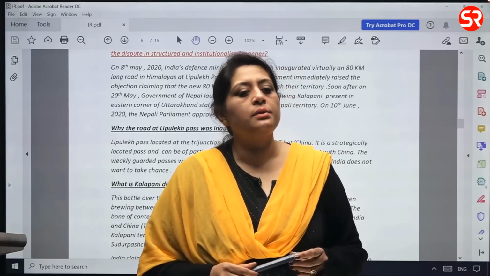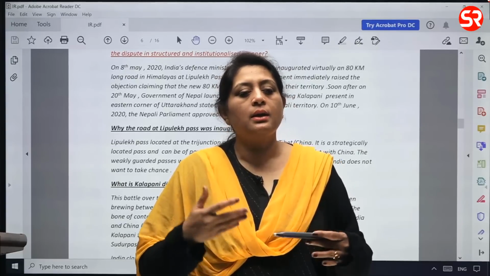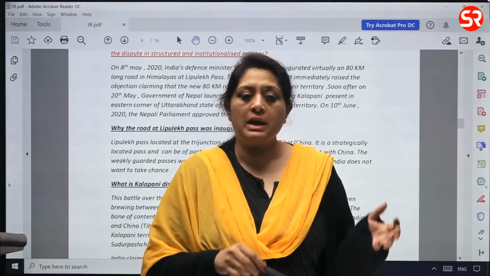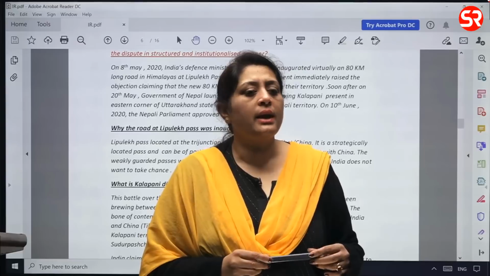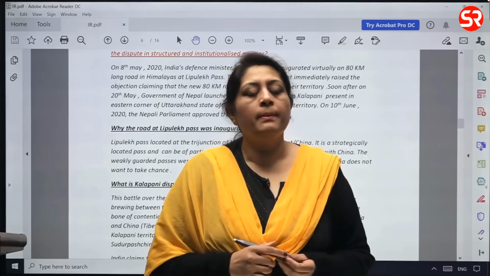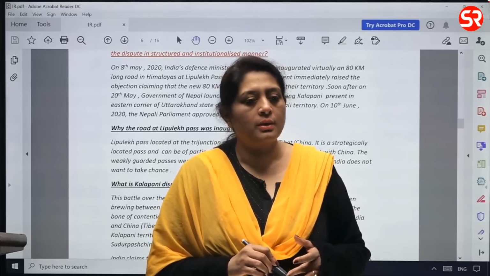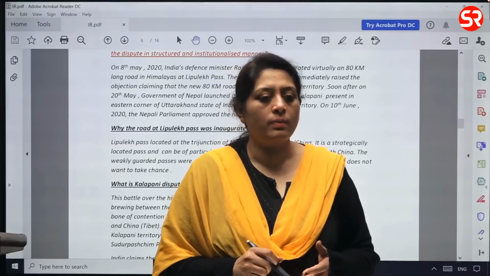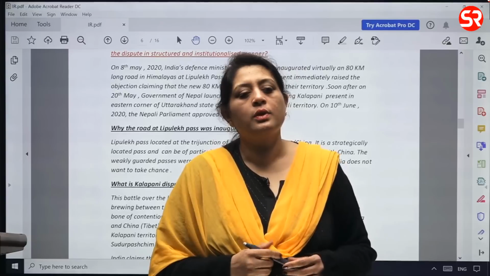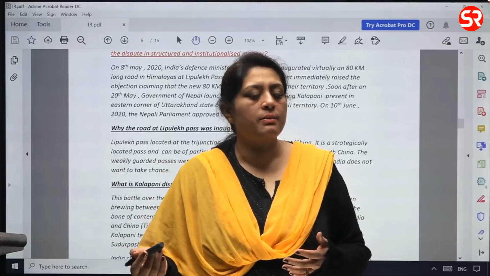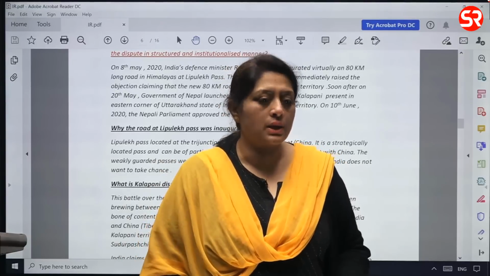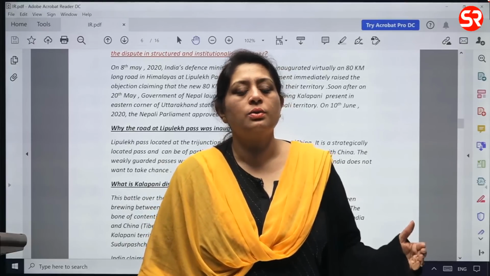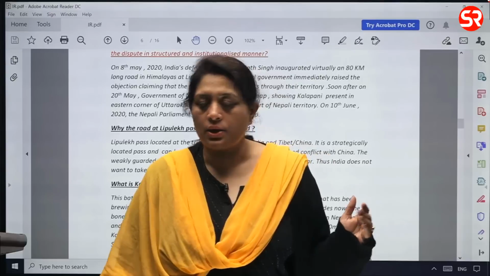The creative solution can be, suppose we accept this as Nepal's territory, but India should get this territory on a permanent lease from Nepal. So look for a solution, or we can offer some other territory, or we can stick firmly to the stand that this belongs to India's territory.